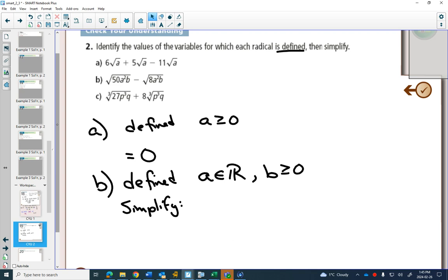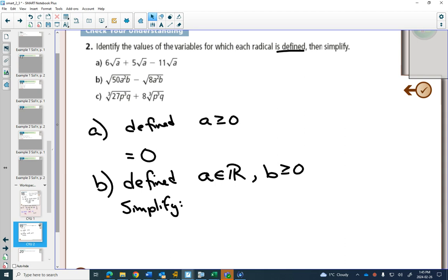Now in part B, where is it defined? Since the a squared inside is always a positive number, it doesn't matter if a is positive or negative. There's no restriction on a. However, for b, b would have to be bigger than or equal to 0, because you have all positive numbers in there already, so b would have to be positive as well.